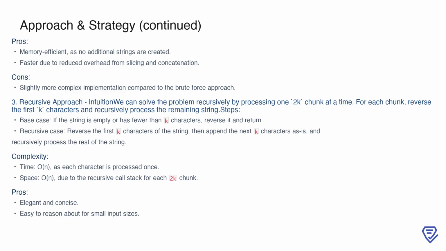Another alternative is the recursive approach, which offers an elegant solution by processing the string chunk by chunk. The recursive method works by reversing the first k characters of each 2k segment and then calling itself on the remaining portion of the string. For the base case, if the string has fewer than k characters, we simply reverse the entire string.